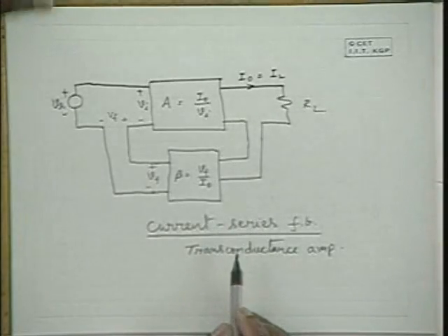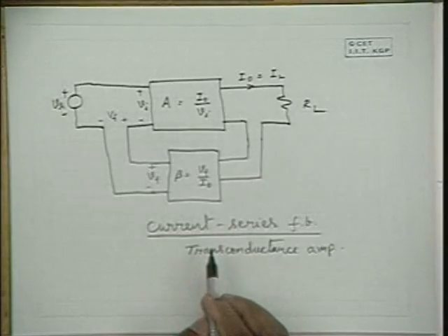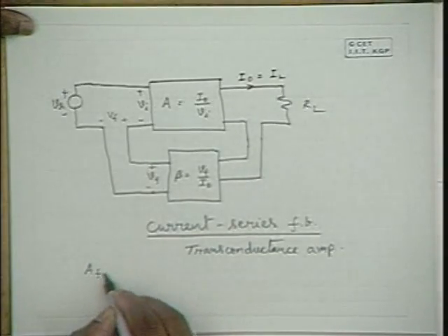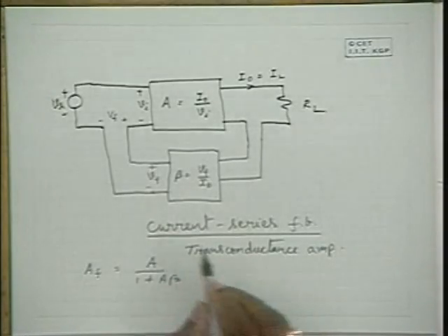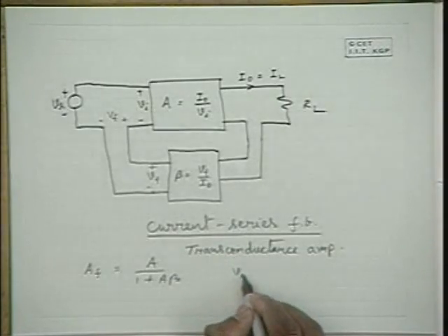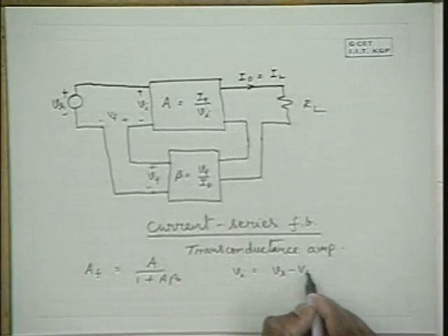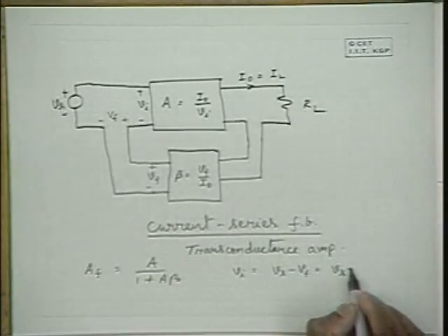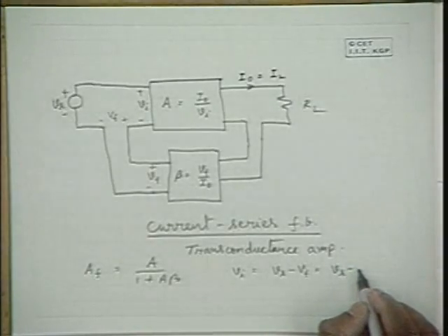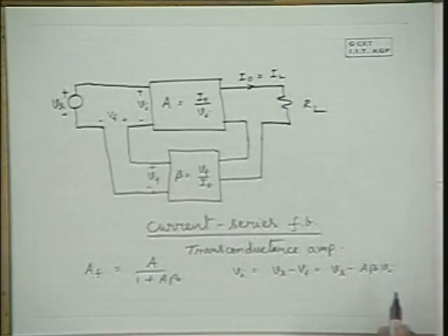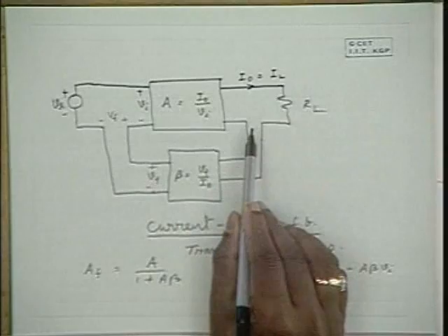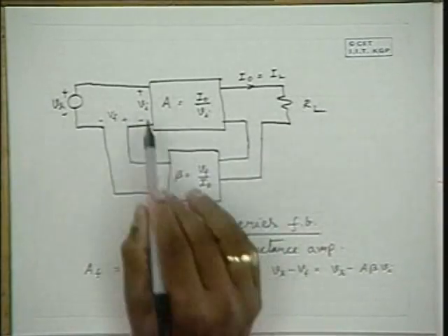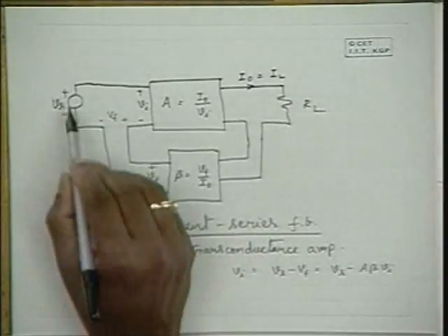Now, it can be shown that the gain of the amplifier is again A by 1 plus A beta. It can be very easily shown. So Vi is here also Vs minus Vf. So that means Vs minus beta into I naught, and I naught to Vi ratio is A, therefore this is A beta into Vi itself. So output current I naught to Vi ratio is A, Vf is beta times I naught, multiplied by A times Vi. So it is A beta times Vi is Vf, and Vs minus Vf is Vi.